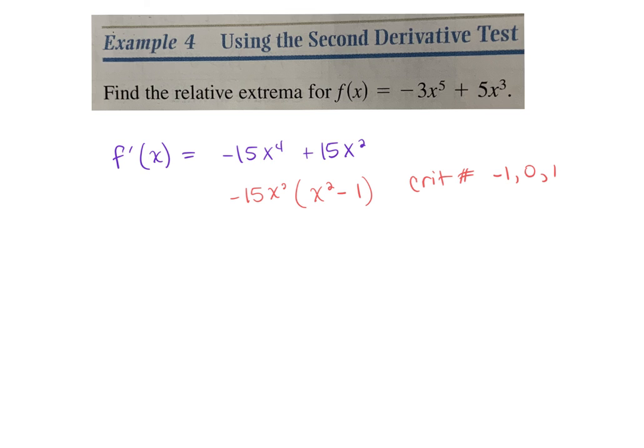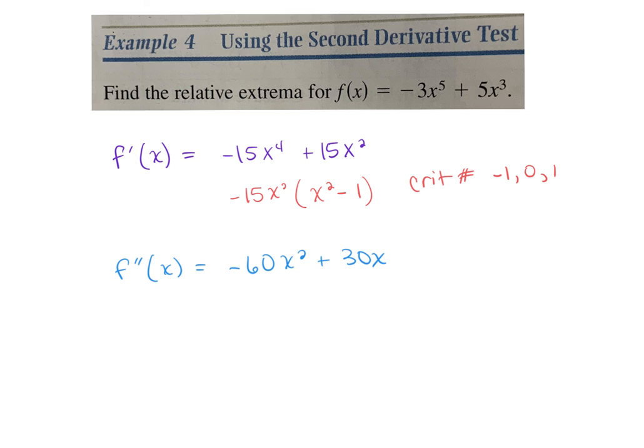Now, normally to find relative extrema, you would say, okay, negative infinity to negative 1, negative 1 to 0, 0 to 1, 1 to infinity, right? And you would test a number in between there and see if it goes from increasing to decreasing to increasing to decreasing. But that's not what we're going to do. We're going to now find the second derivative. And we're going to say, what's the second derivative here? Well, the second derivative is going to be negative 60x cubed plus 30x, all right? And you can factor out a 30x if you want to.